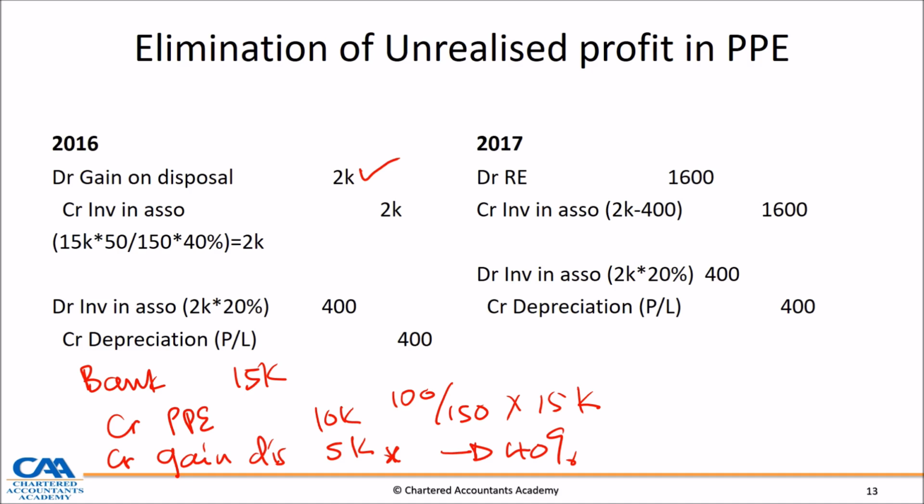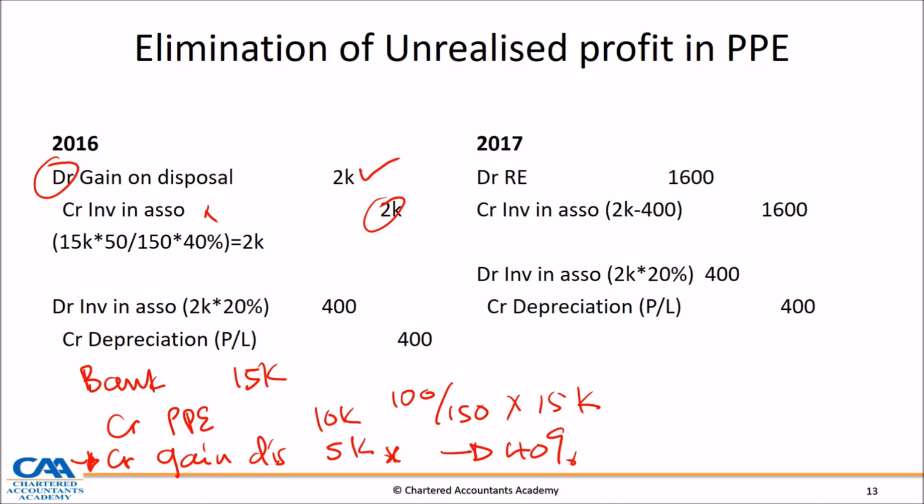Now the journal entry: if the gain which we credited here is overstated by 2,000, to remove the overstated value, it means we need to debit the gain. The PPE is sitting overstated in the associate, which means our investment in associate is overstated, which also means we need to credit our investment in associate by the 2K to reduce it.